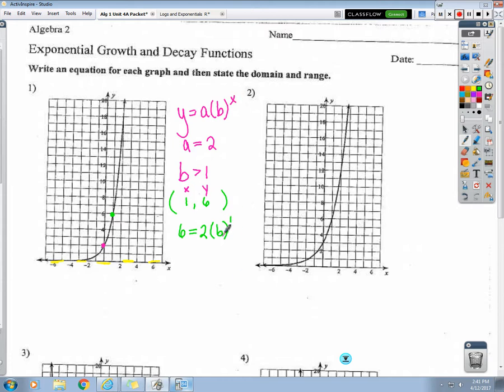Now to solve for b, what would I do? How do I get b by itself? This is times 2, so divide by 2. And so b to the first, which is just b, equals 3. So now look, I have all the information I need to write the answer. Y equals a, which is 2, because that was the y-intercept, times b, which is 3, to the x power.